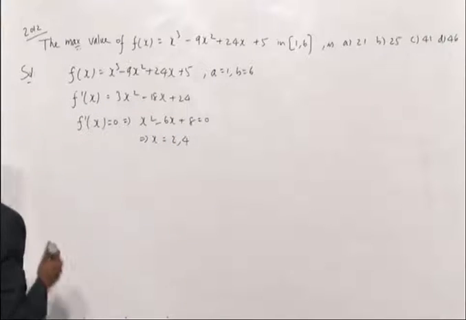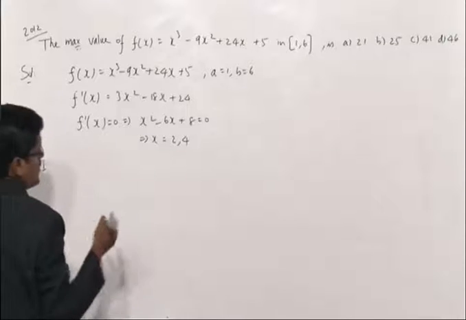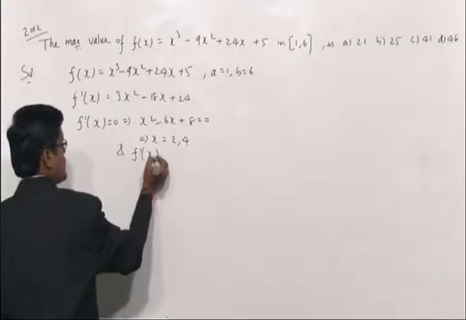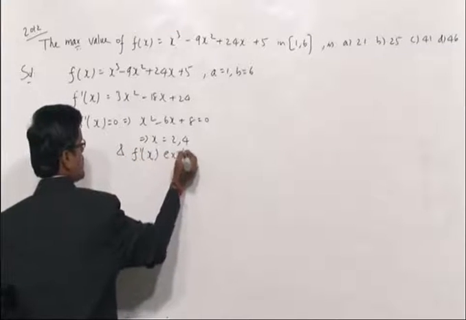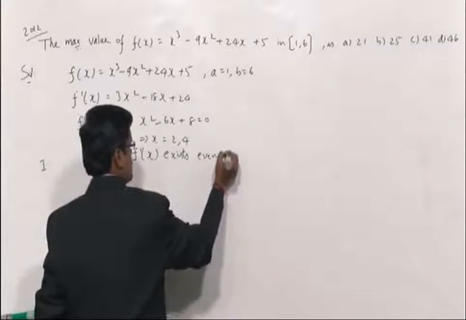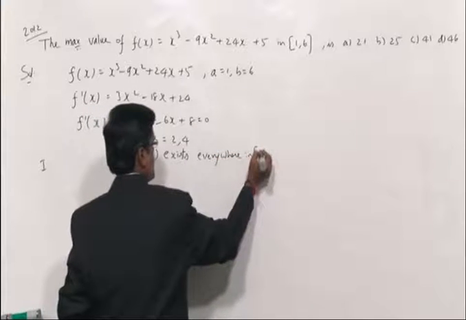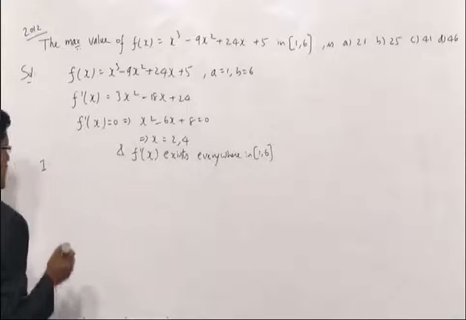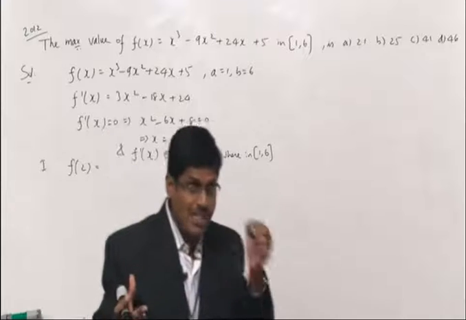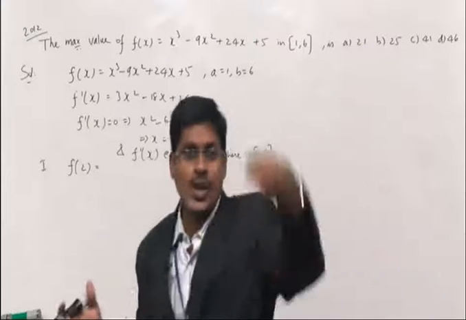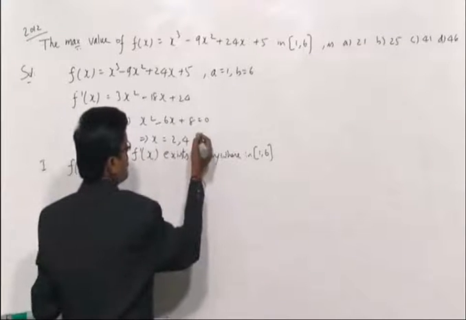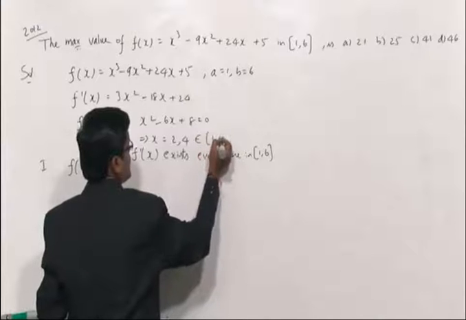Now what is step 1? Evaluate f(x) at the points where f'(x) equals 0. And here f'(x) exists everywhere, there is no does-not-exist case, since it is a polynomial function, in the closed interval [1, 6]. Step 1, find f(2). Evaluate the f(x) value at the points x where f'(x) equals 0 and where f'(x) does not exist. So we got only 2 and 4, and both belong to [1, 6].